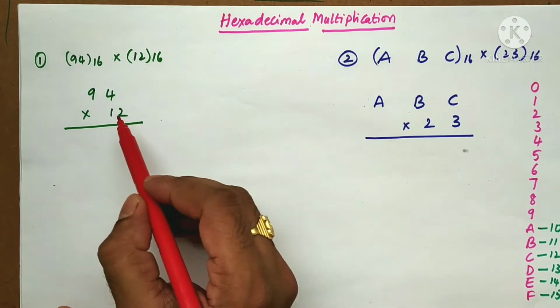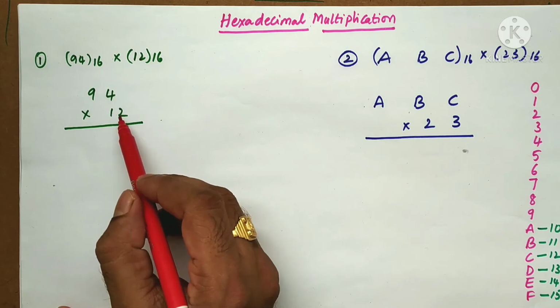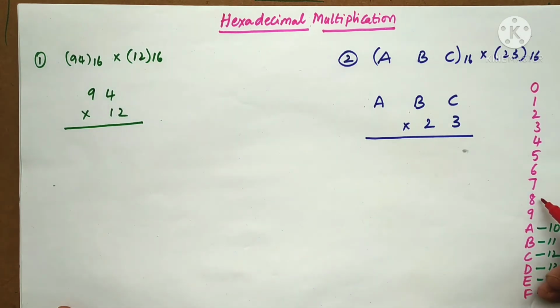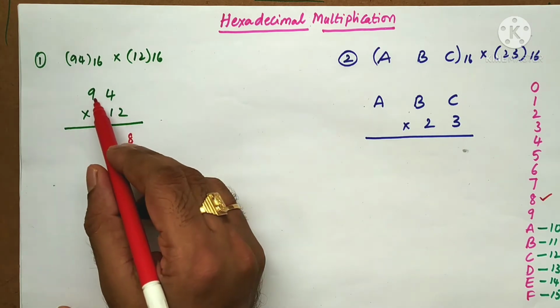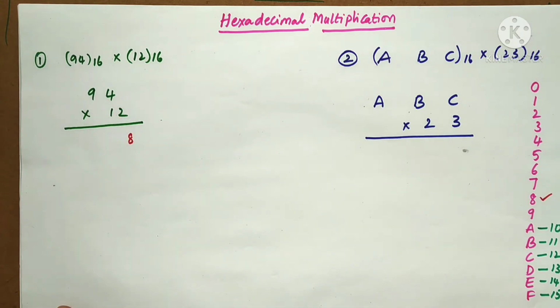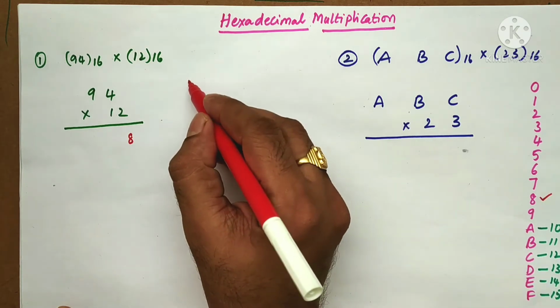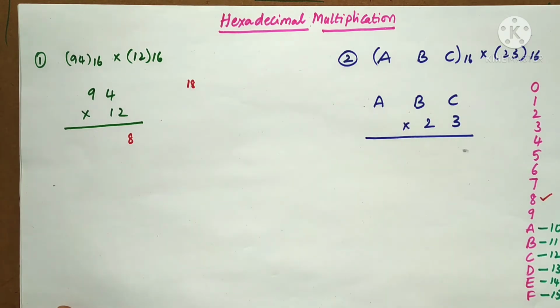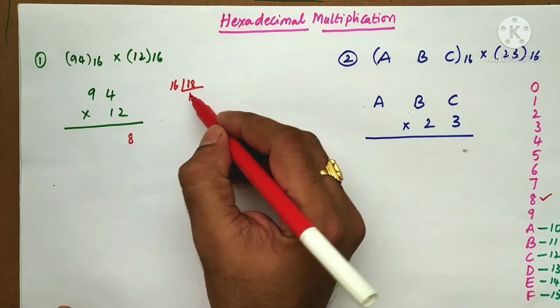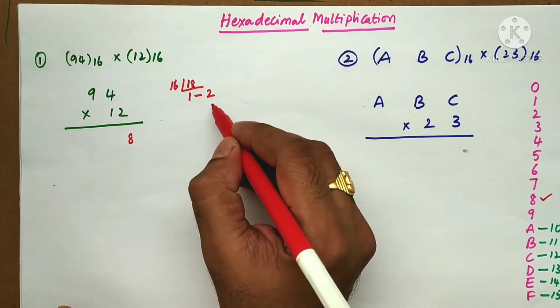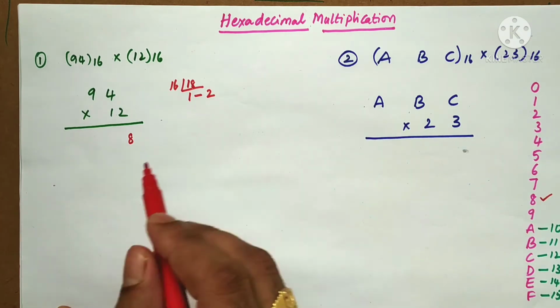So let us do this. 2 into 4 is 8. 2 4s are 8. 8 is in hexadecimal number system. So write 8 here. 2 9s are 18. 18 is not there in hexadecimal number system. So we need to convert 18 into hexadecimal number system. So divide by 16. 16 1 16. Remainder is 2. We can also do like this.